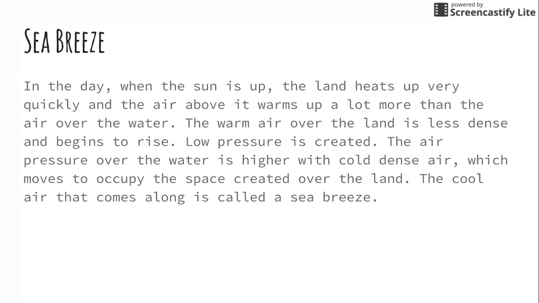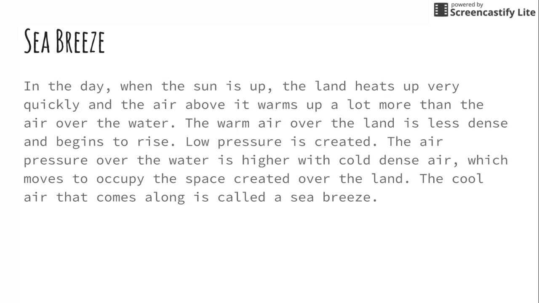The warm air over the land is less dense, and it begins to rise, and you get a low pressure system created. The air pressure above the water is higher, and it has cold, dense air. This is why we have a sea breeze, as this cold, dense air comes to take the place of that warm, less dense air as it rises. The cool, dense air moves in to occupy the space created over the land where the warm air rose up. This is called a sea breeze because the cold air is coming off of the sea.